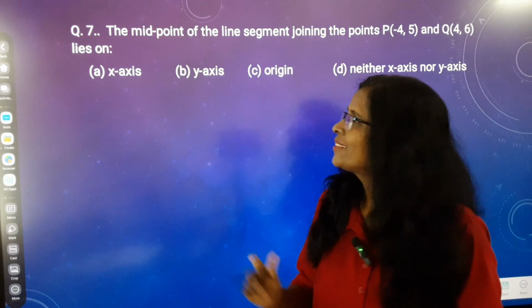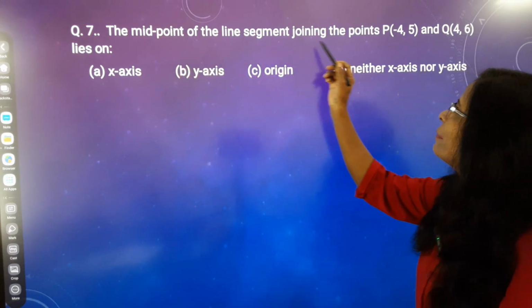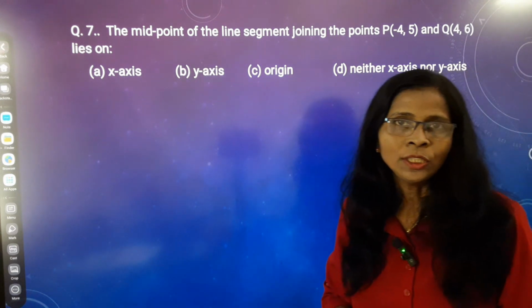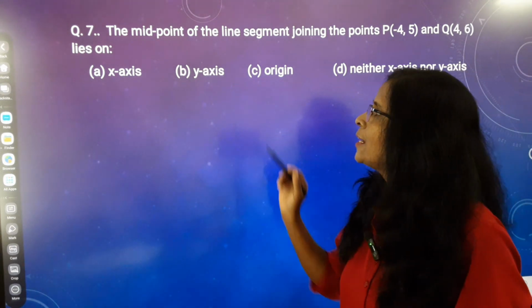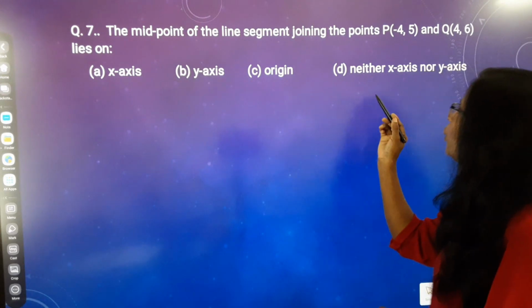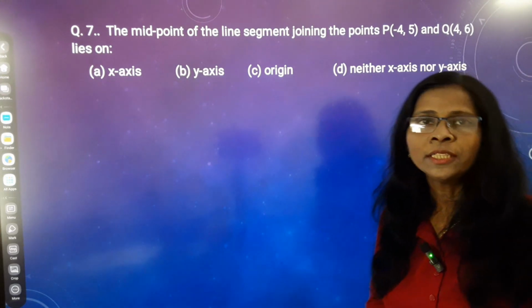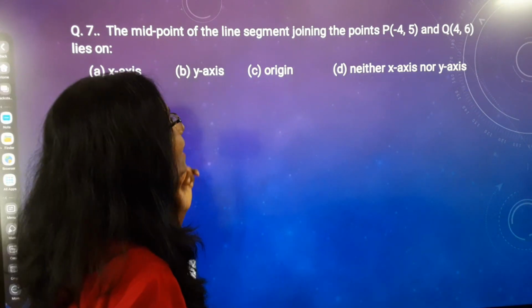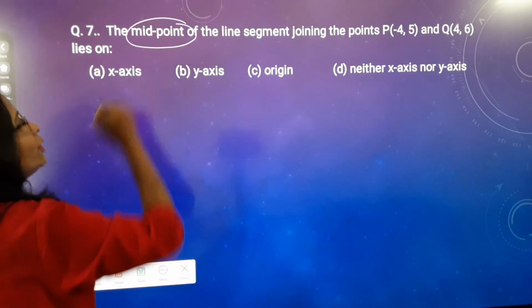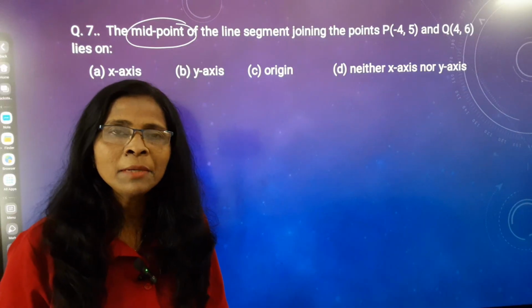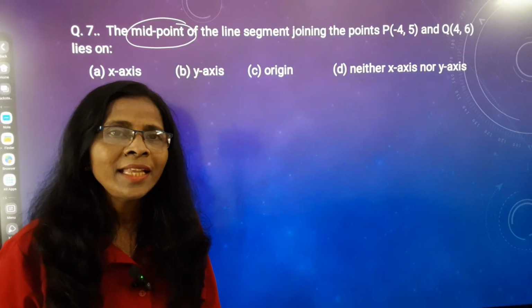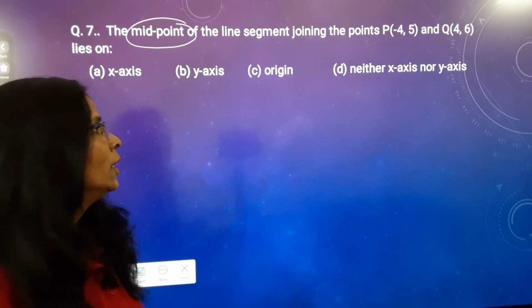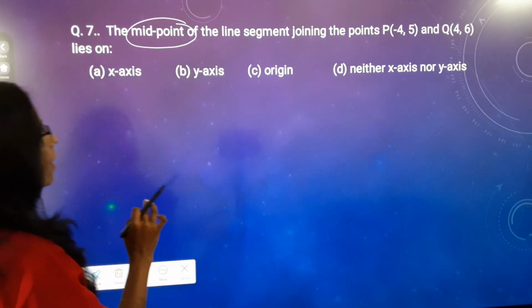Example 7, students. The midpoint of the line segment joining the points P(-4, 5) and Q(4, 6) lies on: the first option is x-axis, second y-axis, third origin, fourth neither x-axis nor y-axis. So let us see how we can solve this. We have to find the midpoint, and then we can say whether it lies on the x-axis, y-axis, or neither.